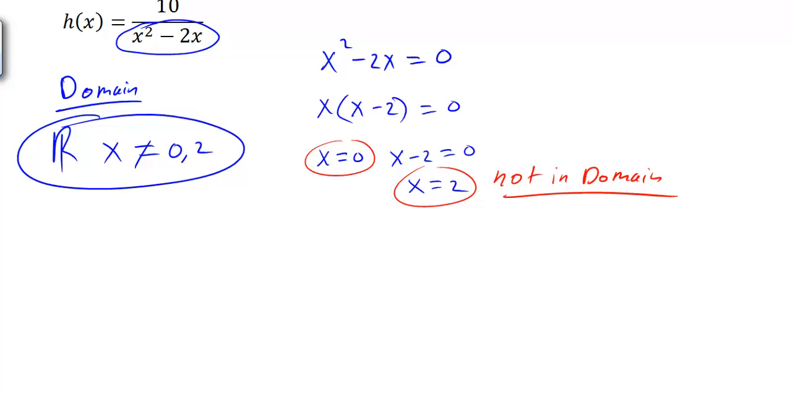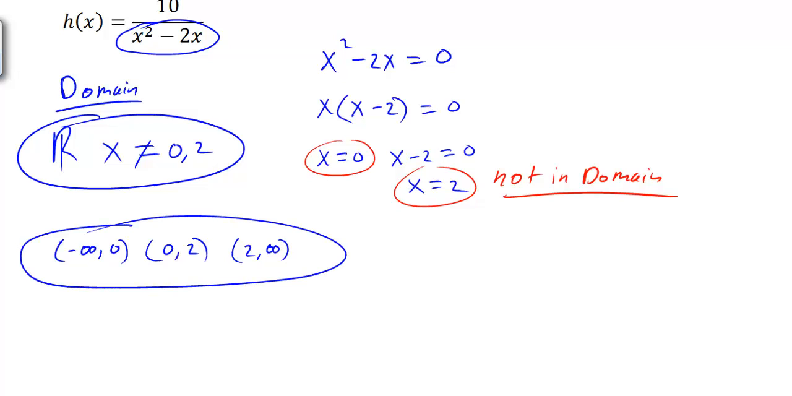Now, of course, we could use the interval notation once again, and that would be all the numbers except for 0 and 2. So that means we would go from negative infinity all the way up to 0. And then we would continue from 0 all the way up to 2. And then we would go from 2 to infinity. So that's another way we could represent the domain for this particular function.